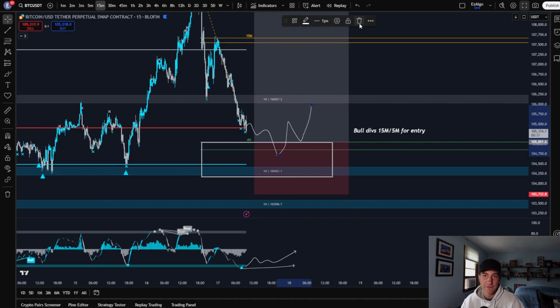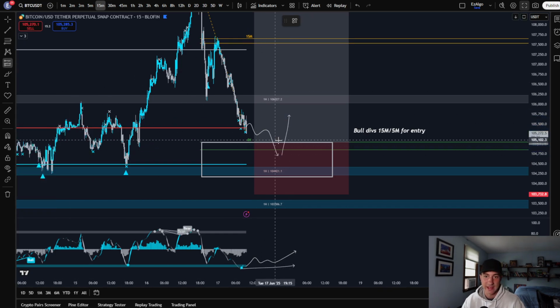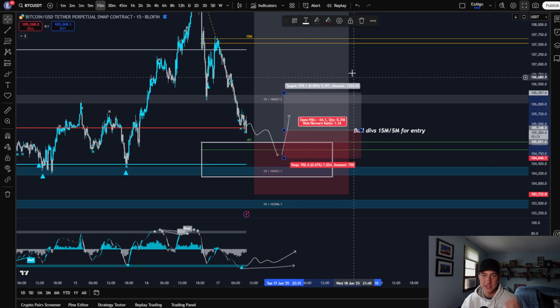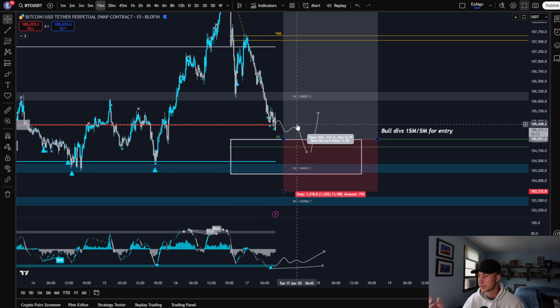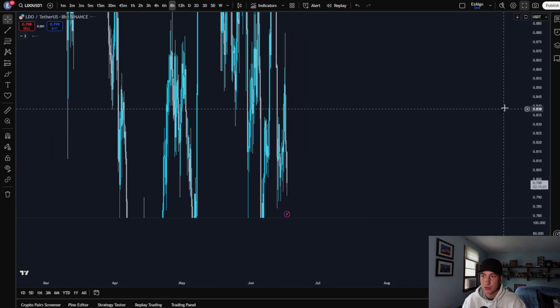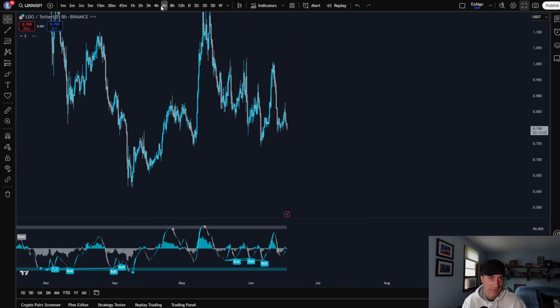Or it could be an inverse fair value gap, right? Maybe we have some bearish fair value gaps and we see a strong V-shaped reversal to the upside. In that case, that would be my entry. So I want to see those bullish divergences first and then some sort of bullish confirmation from this zone, right? So we'll see in a few minutes here how price reacts to the zone. Now you can use these divergences on a higher time frame as well.